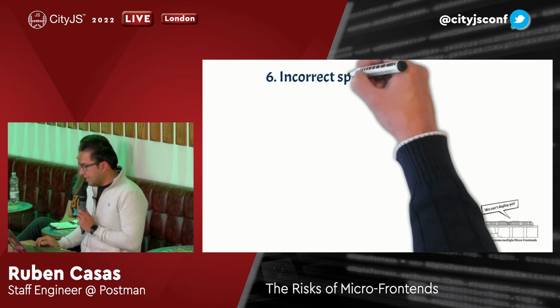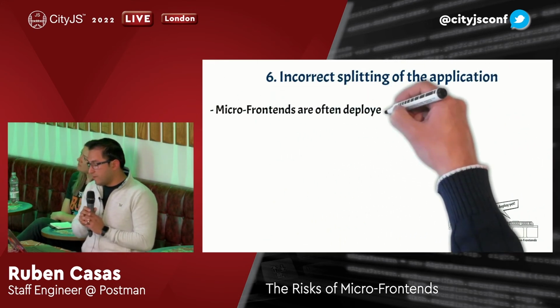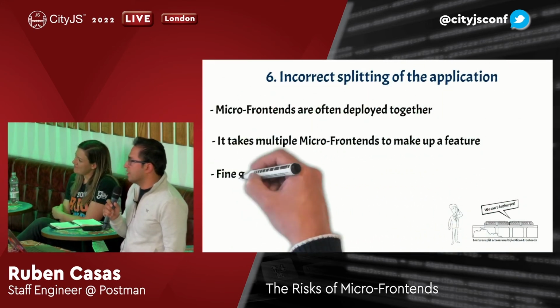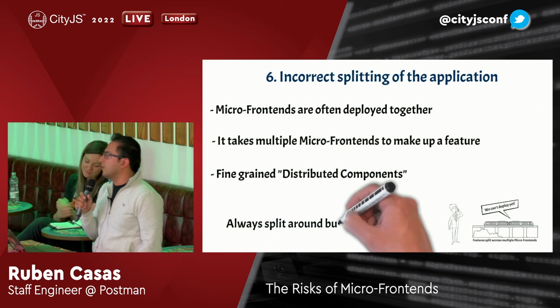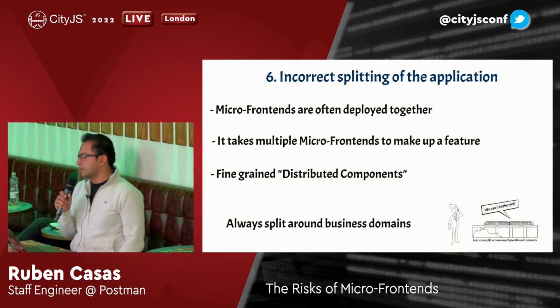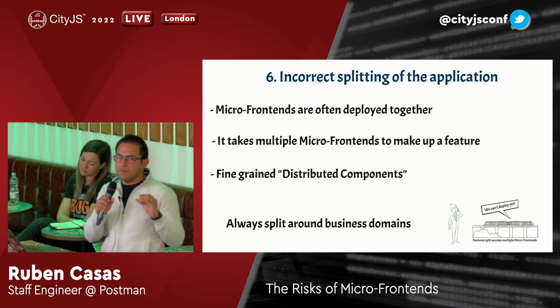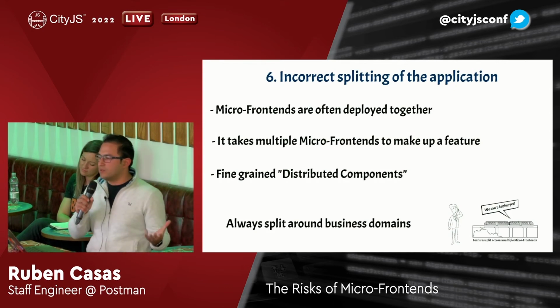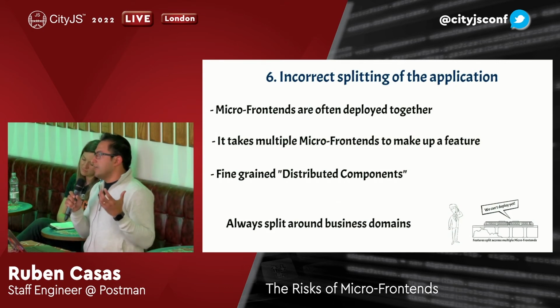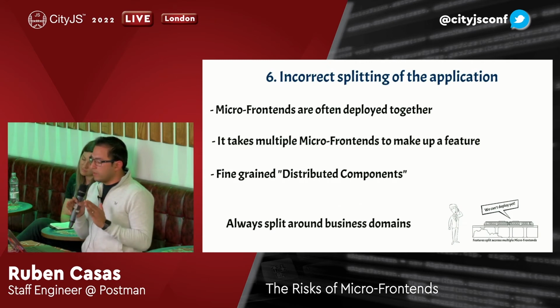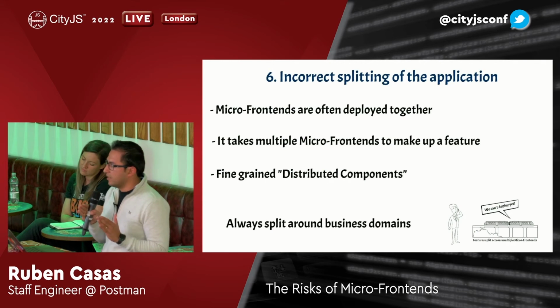Next one is a very interesting one. When you split things incorrectly, you will find a lot of problems. And this is one of the hardest things with micro-frontends. How big is a micro-frontend? Is it micro? Is it big? Is it one page? It depends. And it is by far the biggest mistake when micro-frontends are split incorrectly.